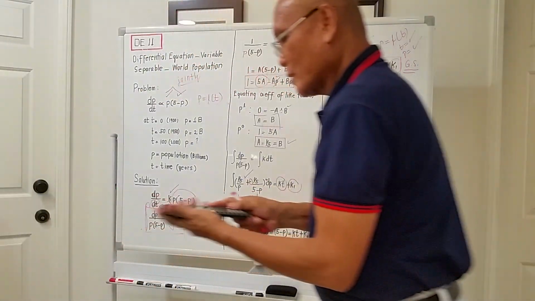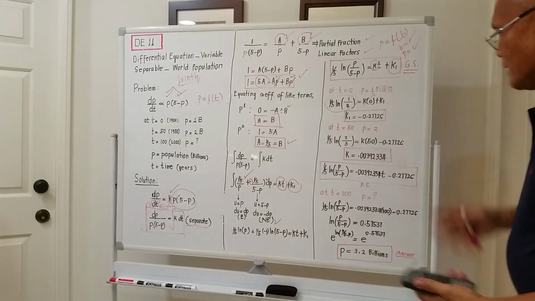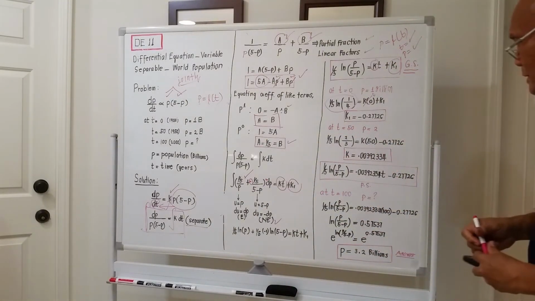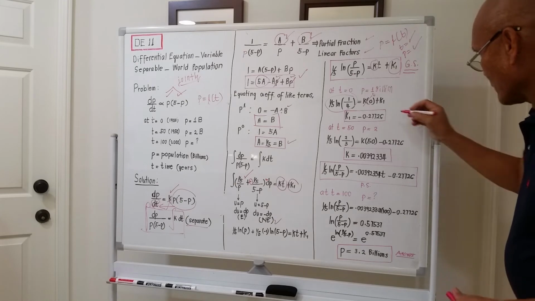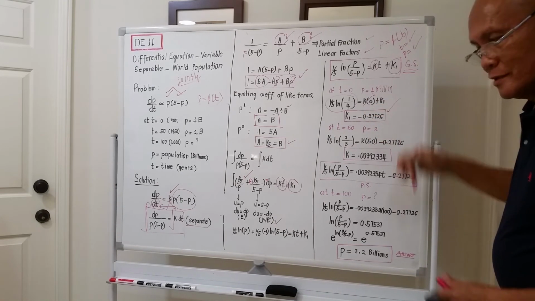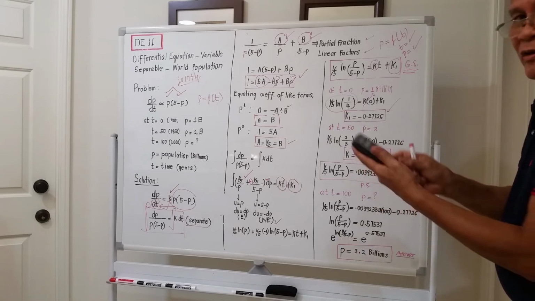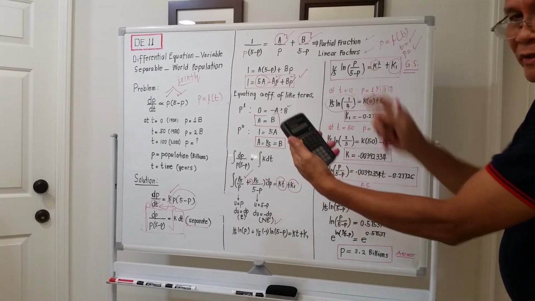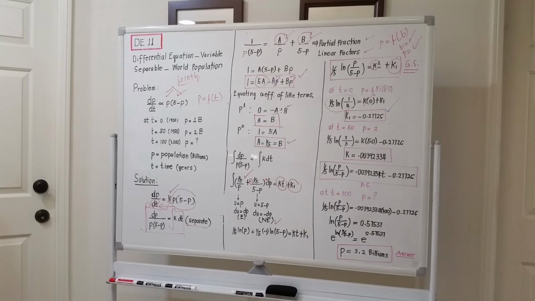We got the natural logarithm sign over here. I just simplified the calculation. I computed the value of k1. k1 is actually negative 0.27726. Using your calculator, we got the natural logarithm sign over here. Okay?